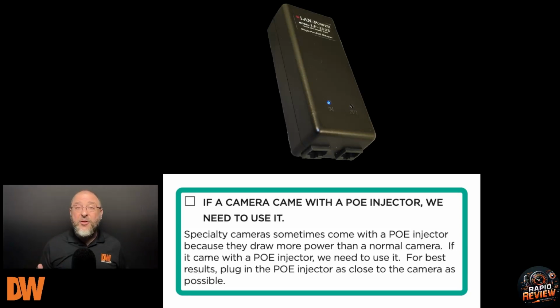But anytime you have a varifocal lens, infrared light, a pan, tilt, and zoom camera, one of our multi-sensor cameras, if that comes in the box, you have to use it. Otherwise, there will be issues down the road.